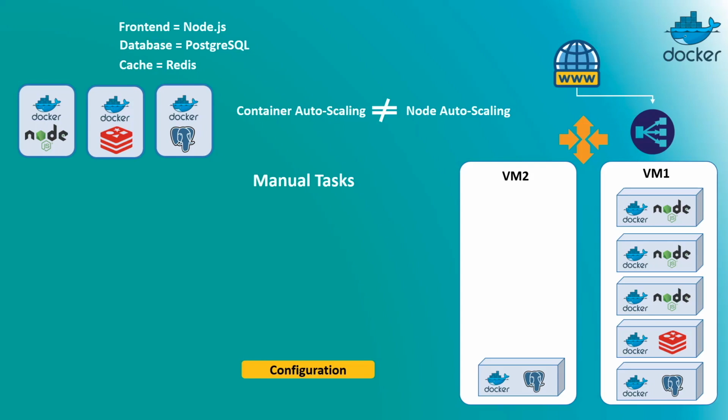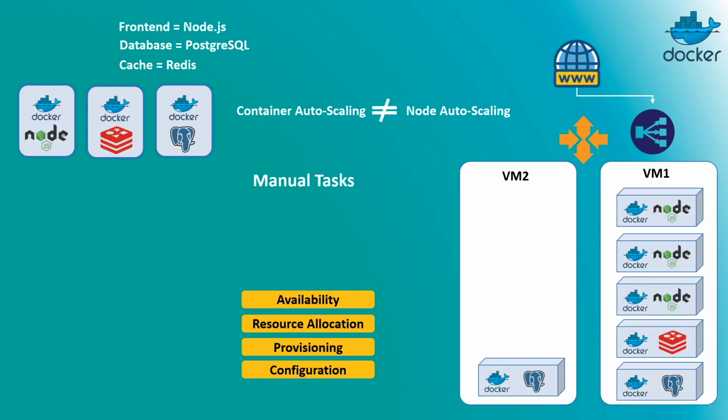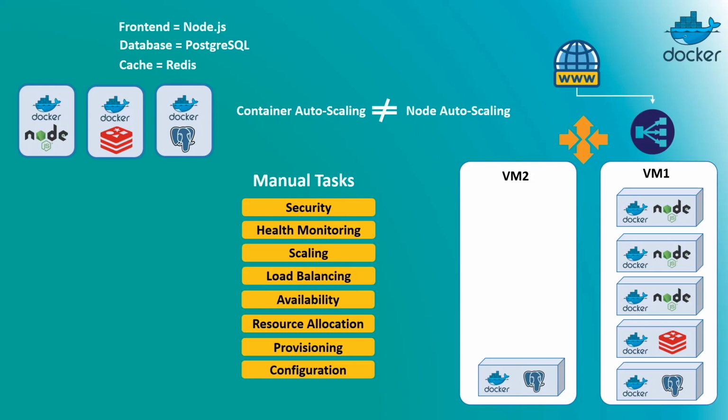Now, it's not only the configuration. These are all manual tasks. Manually we have to perform provisioning, resource allocation, availability, load balancing, scaling, health monitoring, and security. All these tasks we have to perform or manage manually. Now consider a use case or an enterprise application where we are running thousands of containers. How tedious that task could be.